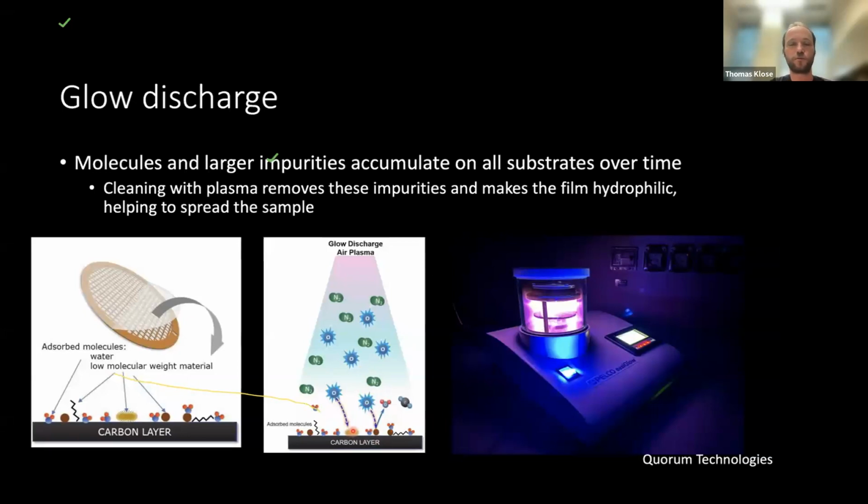So the droplet that would be placed on it would try to get to a minimal surface and not spread out evenly over the grid. And that is not really what we want later on.